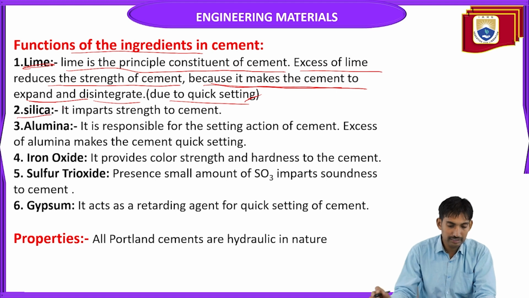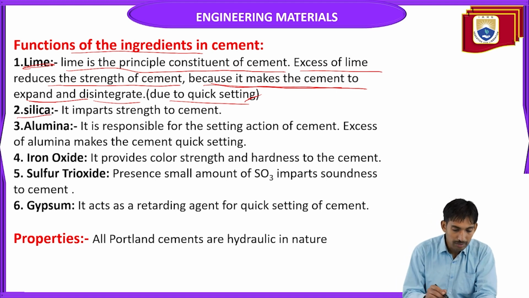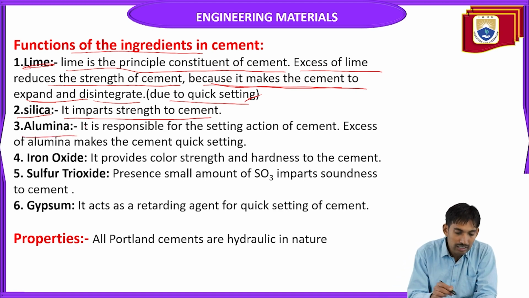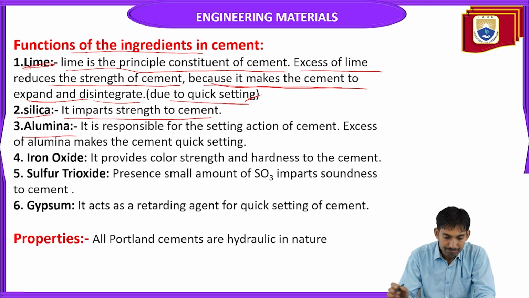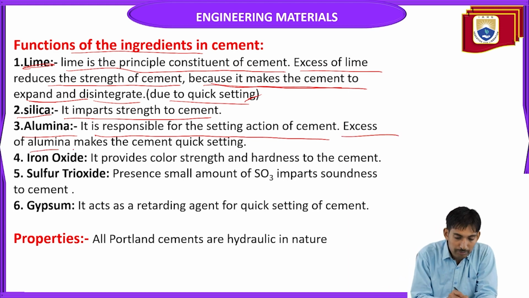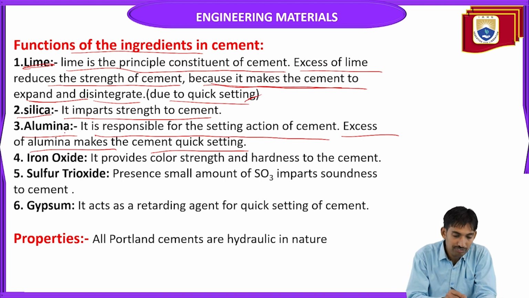The next ingredient present in the cement is silica. It imparts strength to cement. This is the function of silica. The next one is alumina. It is responsible for the setting action of the cement. Excess of alumina makes the cement quick setting. This is the function of alumina.